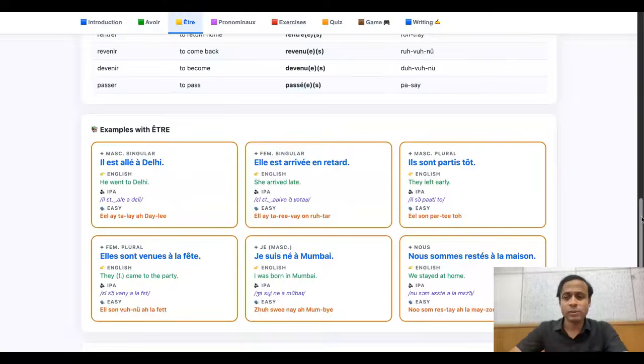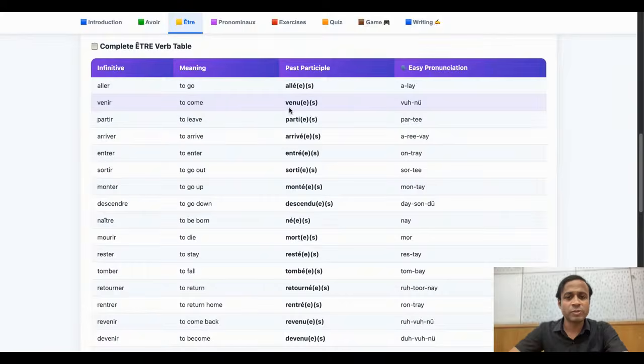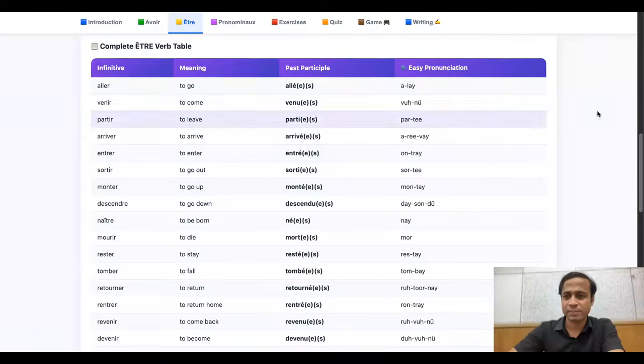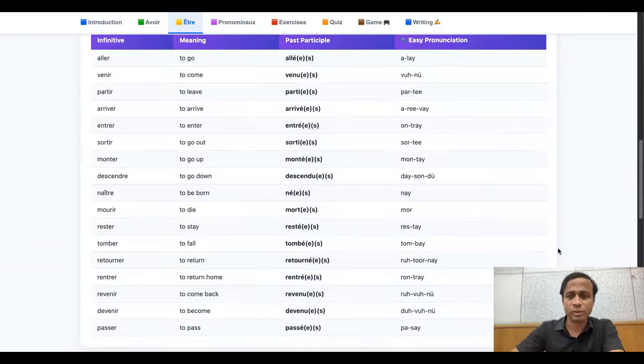For example, see the verb venir. What is the past participle of venir? Venu. That is venu will be used with a masculine singular subject, and in the bracket there is an e. That e indicates that if the subject is feminine, then you have to add that e. Now in the bracket, if you see s, what is that? When the subject is plural, then you have to add s. I hope that is clear. This is the same with all these 17 verbs.